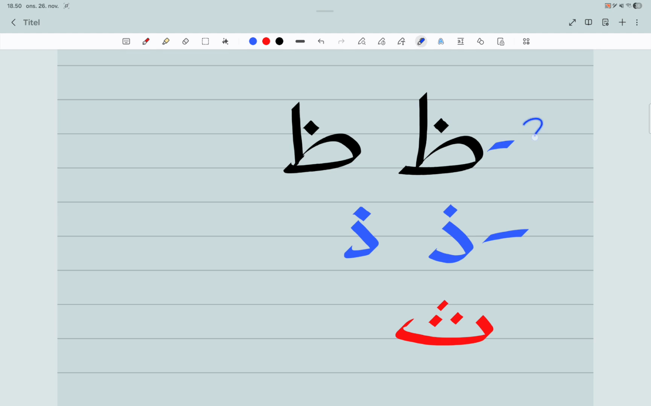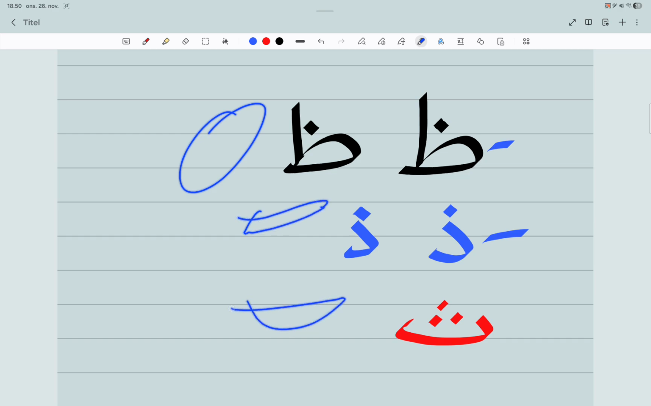And the second difference between ظا and ذال and ثاء is that you make your mouth round in ظا, and you don't in ذال. You smile, and also in ثاء you smile. Those are the 2 differences. Try to remember them, because you will use them inshallah in the future.